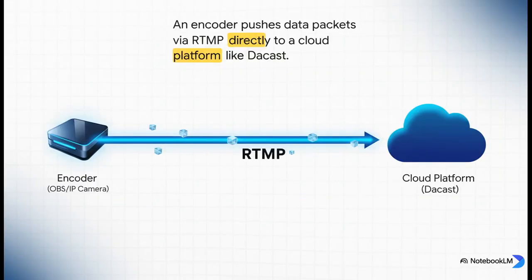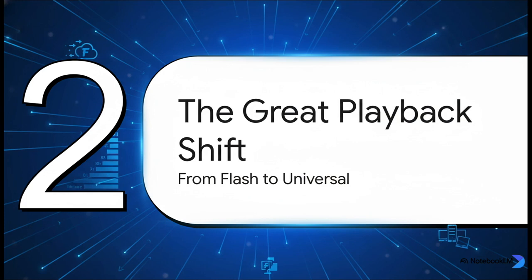And this visual just illustrates that whole process perfectly. Over on the left, you've got your source, your software, or your camera, and RTMP is that reliable highway that pushes all those little data packets over to the cloud platform on the right. It's a direct, stable, point-to-point connection designed to do one thing and one thing only: get that stream ingested without a single hiccup.